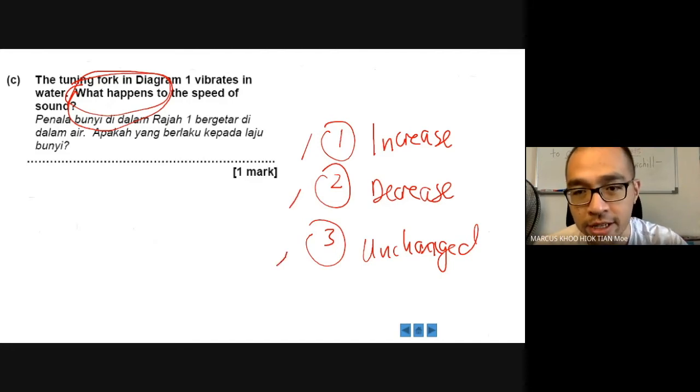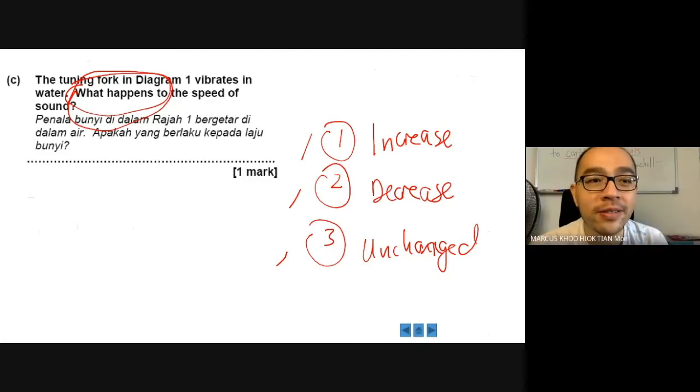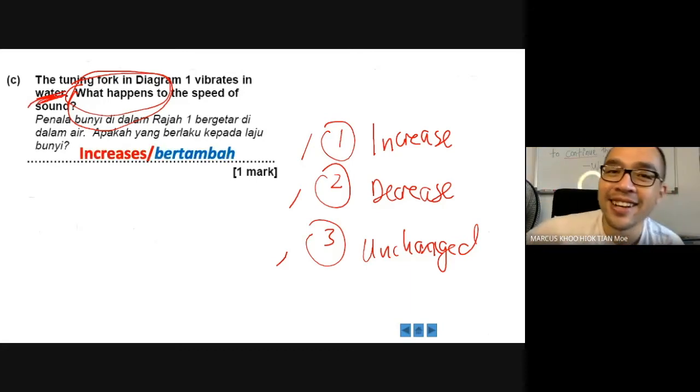And since Alvin is probably not here, Wong, can you please? We have to go back to Wong already. Decreases? Really? The speed of the sound decreases in water. Oh, it increases. The speed of sound increases in water.